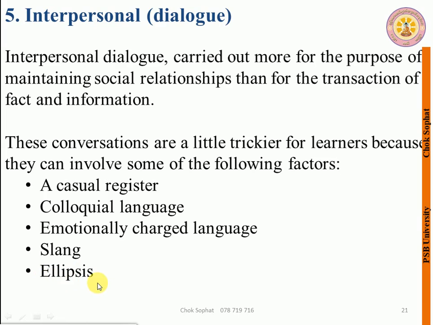Okay, ellipsis. Ellipsis is omission, how to omit, to use a short form of the language. Ellipsis.